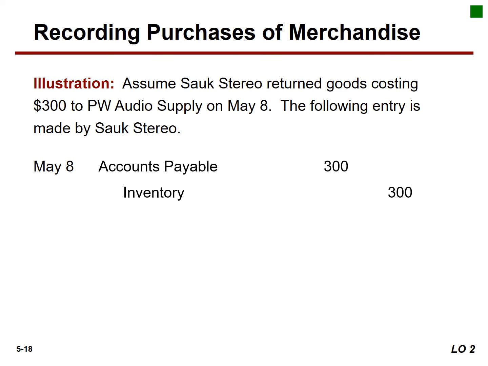If there was some problem with the order and Sauk Stereo were to call PW Audio Supply and say, PW, you sent me these goods, it wasn't exactly what I ordered, and PW said to Sauk, I tell you what, if you'll keep these items, we'll knock $300 off the price. Well, if Sauk Stereo agreed to that, then Sauk would make this exact same entry. So whether it's a purchase return or a purchase allowance, the same entry would be made.